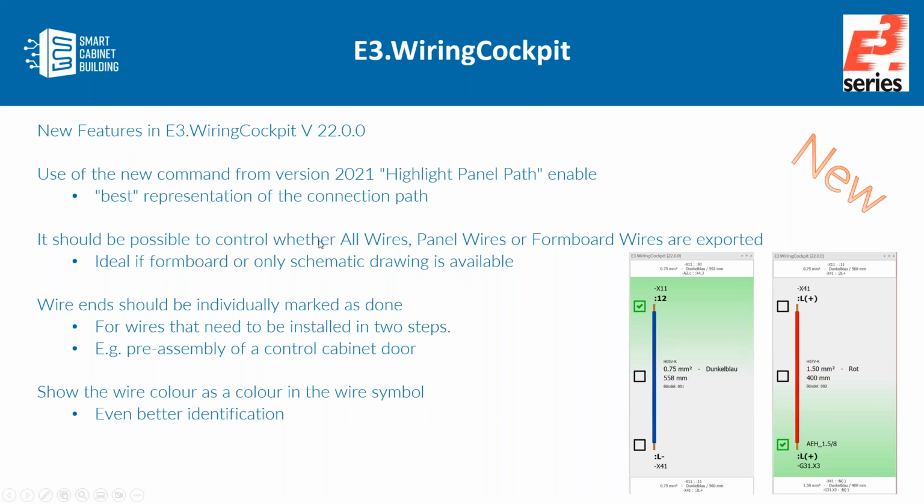Then as well, if you not only have panels in your project, but maybe you have form boards as well, it is now possible to control whether you want to export really all wires or only the panel wires, because maybe the production for panel wires is in a different place than for the form board wires. So you have the possibility to separate those different types of wires.